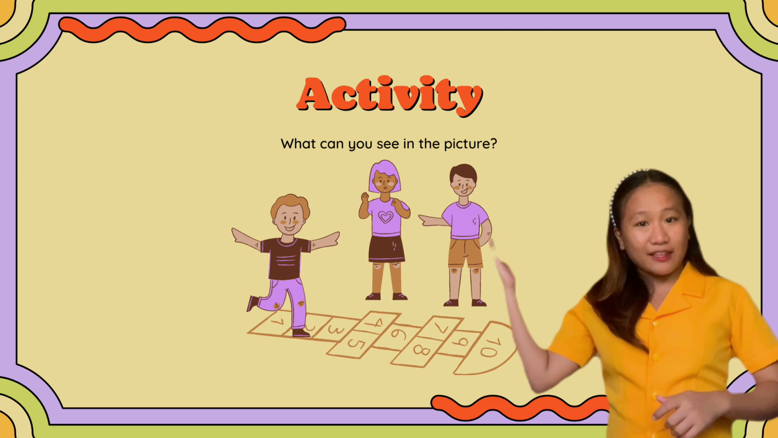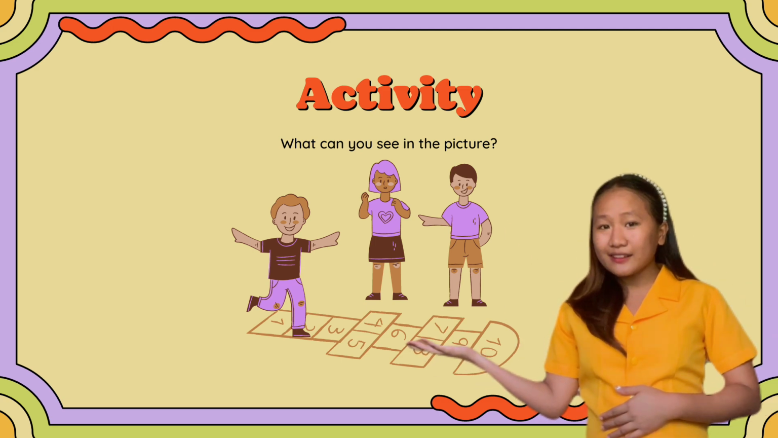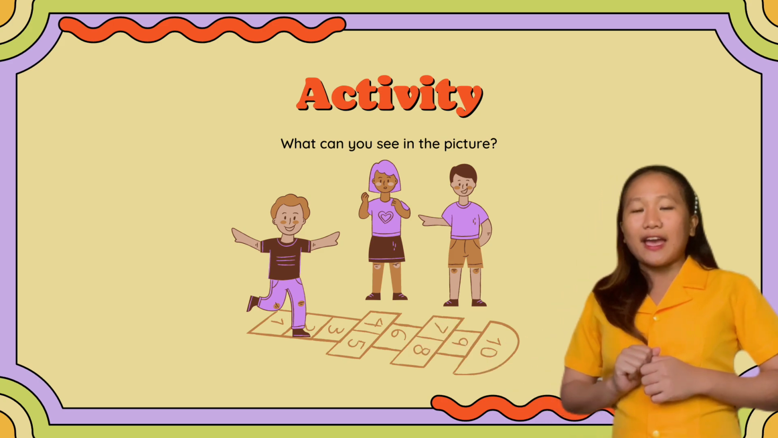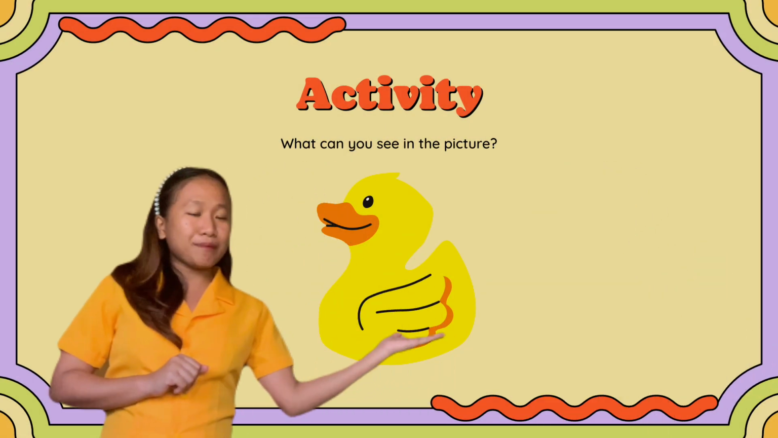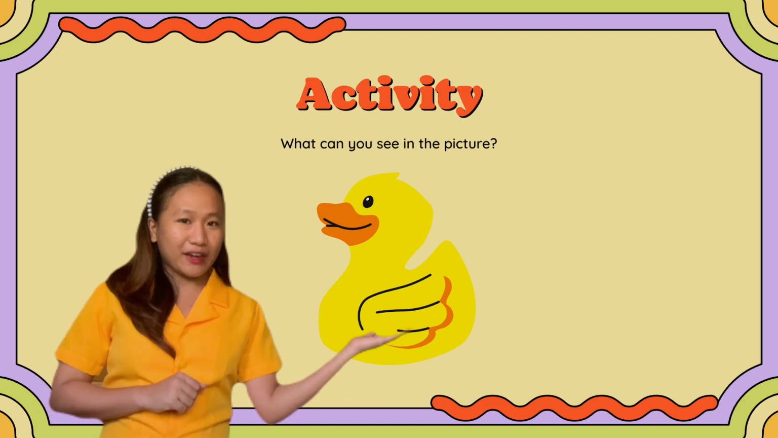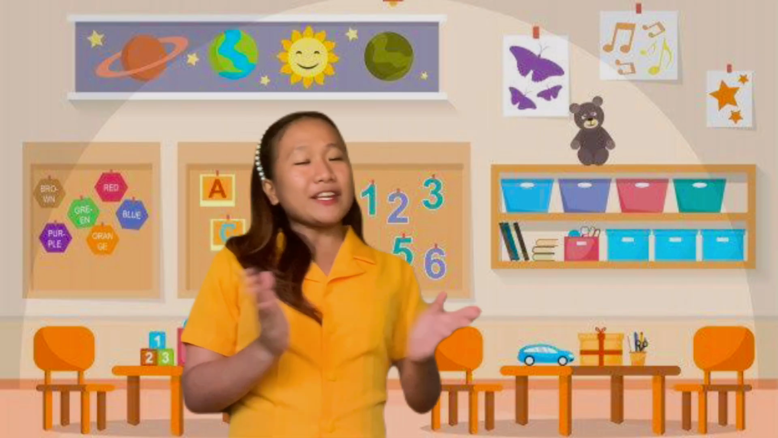How about in this picture? There are 3 children standing. Very good. And lastly, what picture is this? A duck. Very good. There is only one duck. The reason why we are tackling and having an activity of this is to know more about cardinal numbers.